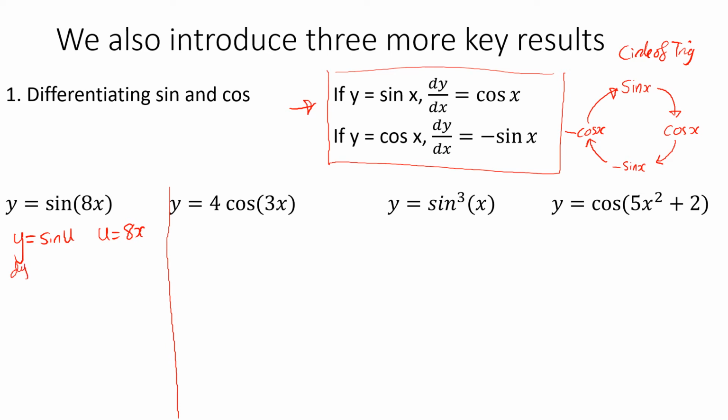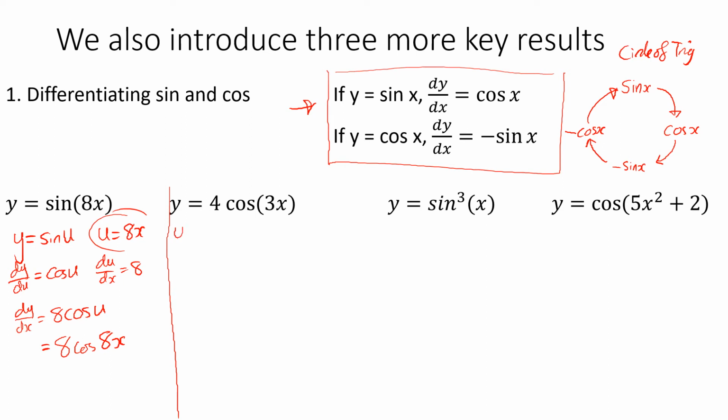I'm going to differentiate them. So dy by du is equal to, let's see, sine x goes to cos x. So that's cos u. And du by dx, well, that just goes to 8. So our final differentiation would be 8 cos u, sub our value of u back into there, 8 cos 8x. Fair enough. Let's have a look at the next one.